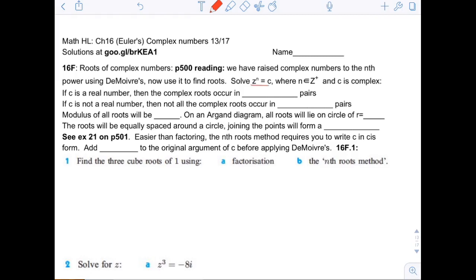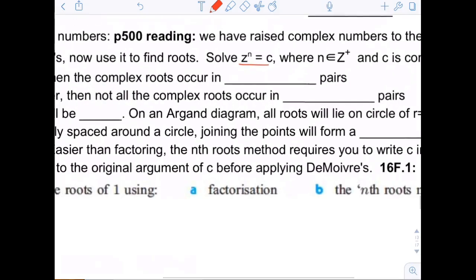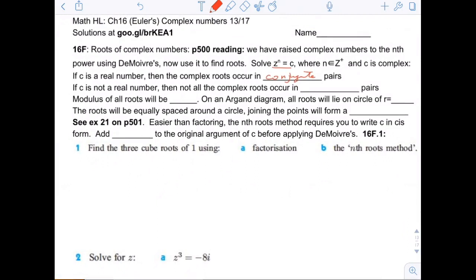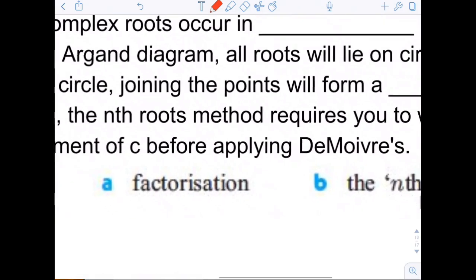So we're going to solve z to the n equals c, where n is a positive integer and c is a complex number. If c is a real number, then the complex roots will occur in conjugate pairs. Okay, that's something that we kind of knew before, right? Like if you multiply conjugate pairs together, you get real numbers. So it kind of makes sense that if you're looking for roots of a real number, then the roots are going to be conjugate pairs if they're complex. If c is not a real number, then not all the complex roots will occur in conjugate pairs.